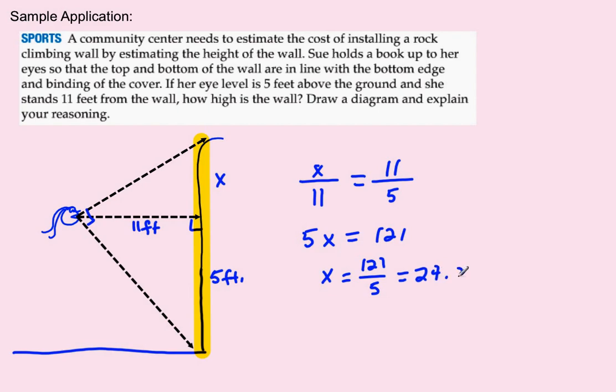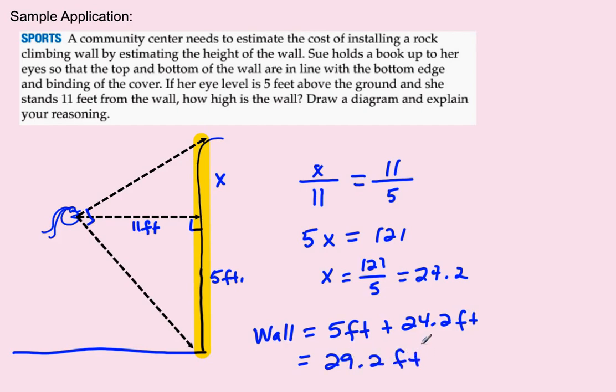I'm going to the decimal because this is an application question. So the wall itself equals the 5 feet from the ground to Sue's eyes plus the 24.2 feet, which represents the second segment. So our wall will be 29.2 feet high. Again, geometric mean application. Hope that's helpful. See you next time.